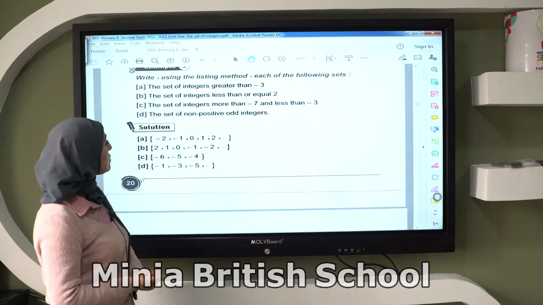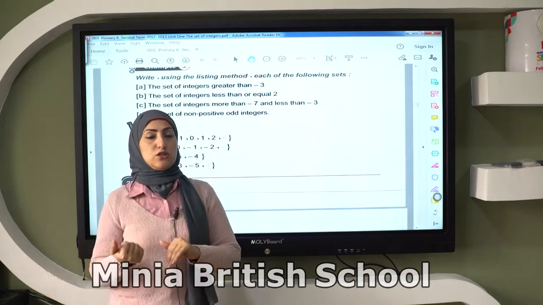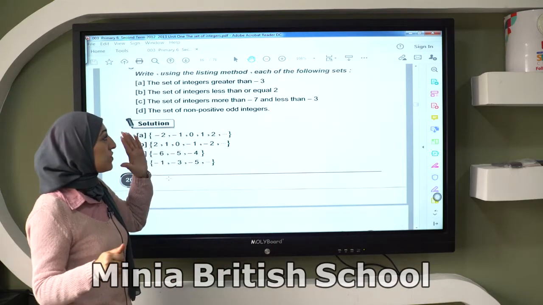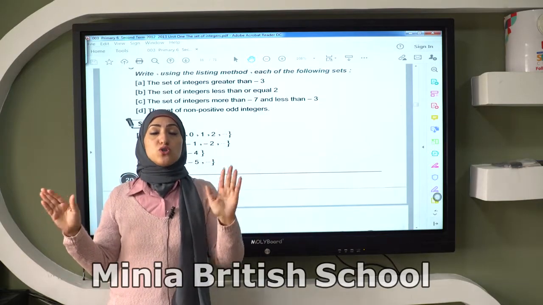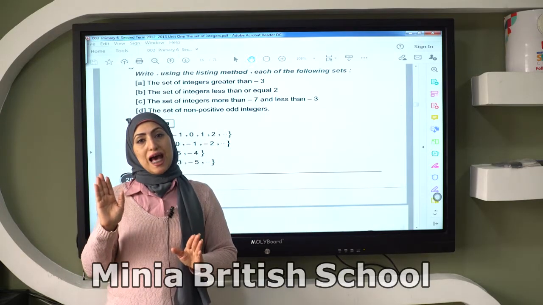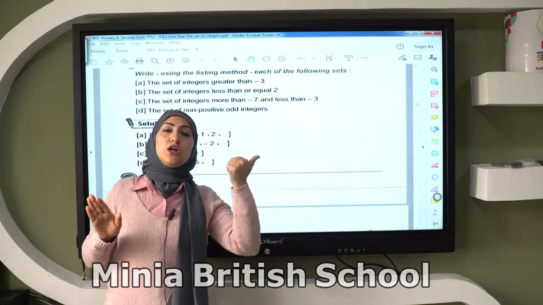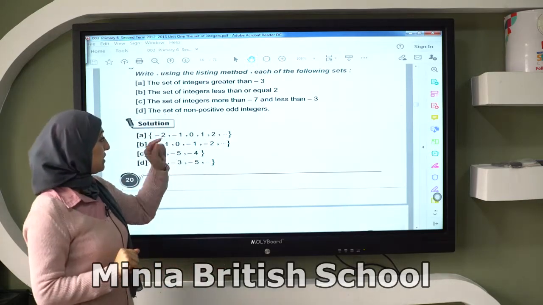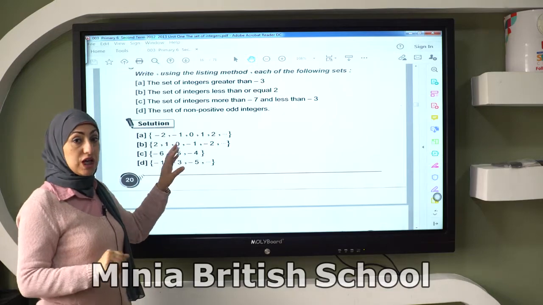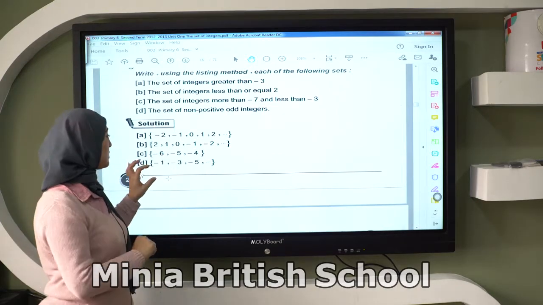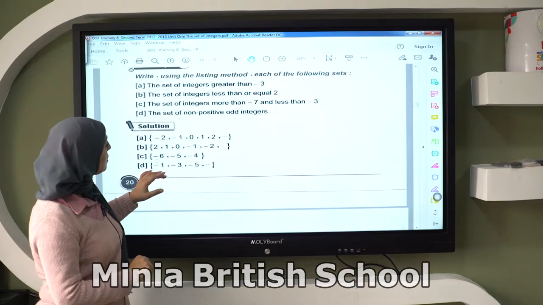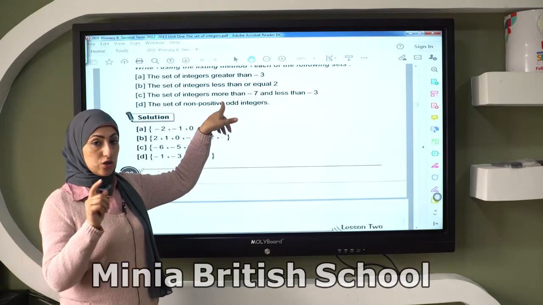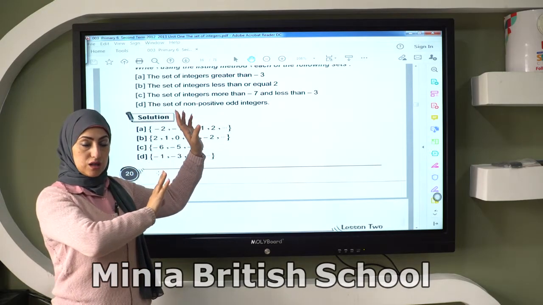The last one, the set of non-positive odd integers. Non-positive means the negative and also the 0, because he didn't ask about the positive, he asked about the non-positive. It means all the integers except the positive. That means I'll take the negative and the 0. It's also odd. So 0 is not odd.